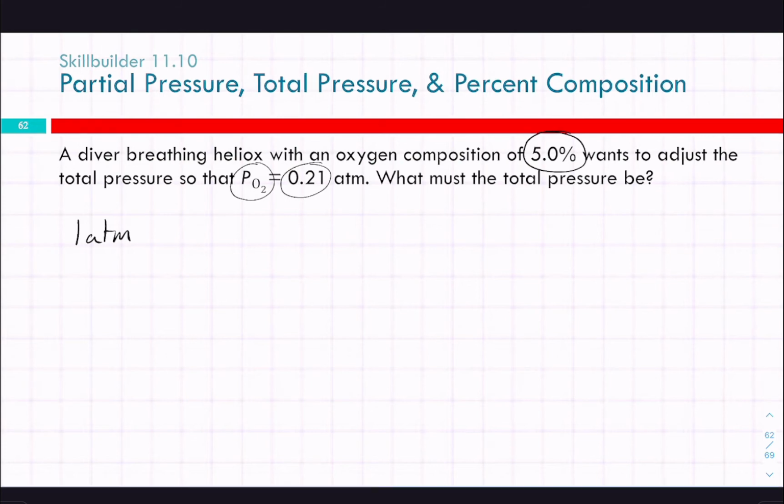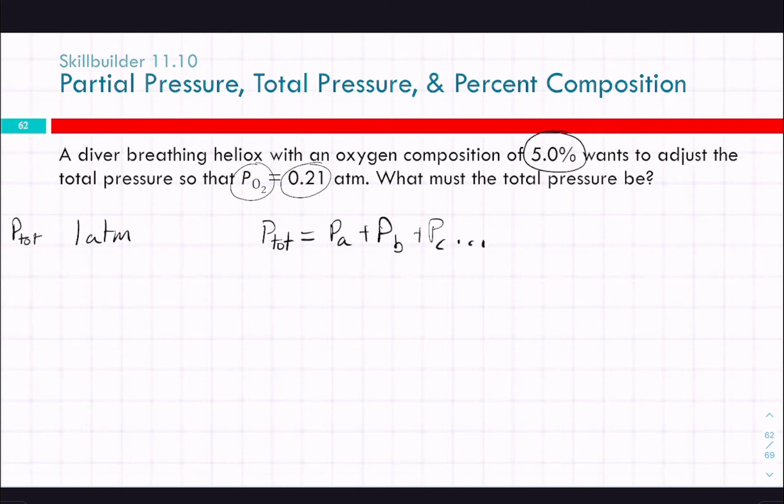So his total pressure is 1 atmosphere. Oh, wait, no, I know what this problem is now. Yes. Okay. Nope, I remember how to solve this. So remember, Dalton's law of partial pressures is P total equals PA plus PB plus PC, and so on.